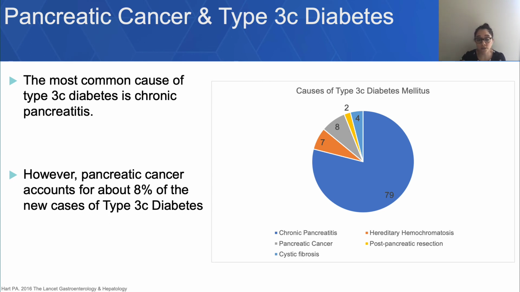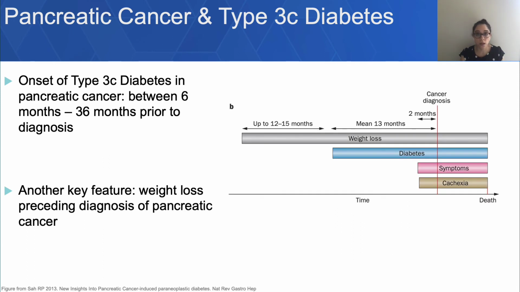The most common cause of type 3C diabetes is chronic pancreatitis. However, pancreatic cancer accounts for about 8% of the new cases of type 3C diabetes. The interesting aspect about type 3C diabetes and pancreatic cancer is that the onset precedes the diagnosis of pancreatic cancer somewhere between 6 to 36 months prior to the diagnosis. Another key feature of type 3C diabetes is weight loss, which is different than type 2 diabetes, which is often associated with weight gain.